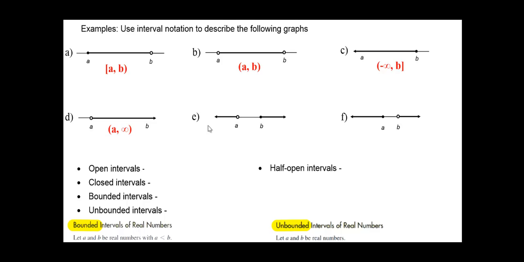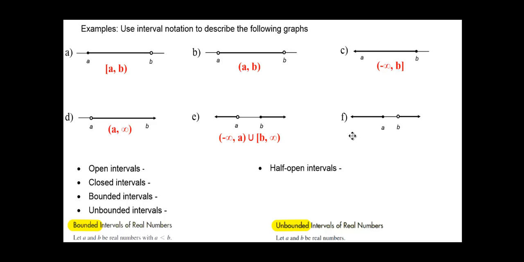E and F are a little bit trickier. Both of these have two intervals. The left side interval would be represented by negative infinity to A, and A is not included. The right side interval includes endpoint B and goes to positive infinity, and it's the union of those two sets. Remember, we represent the union by the letter U, like a capital letter U.